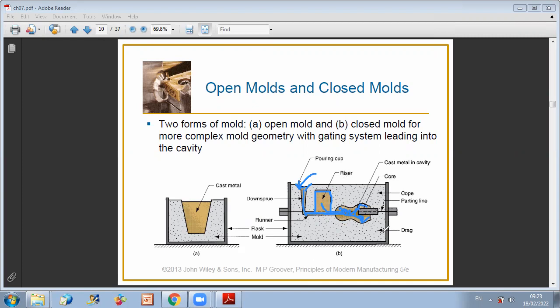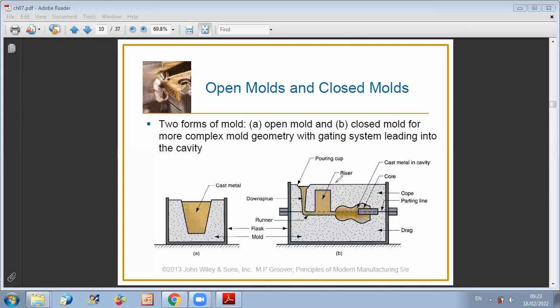You have here, as we said, for the closed mold, two parts that are joined through the parting line. Now, in a closed mold, we call the lower part a drag, and the upper part is the cope. And this part which is bounding your system is the flask, which is containing your mold. So these are the main parts of your mold.